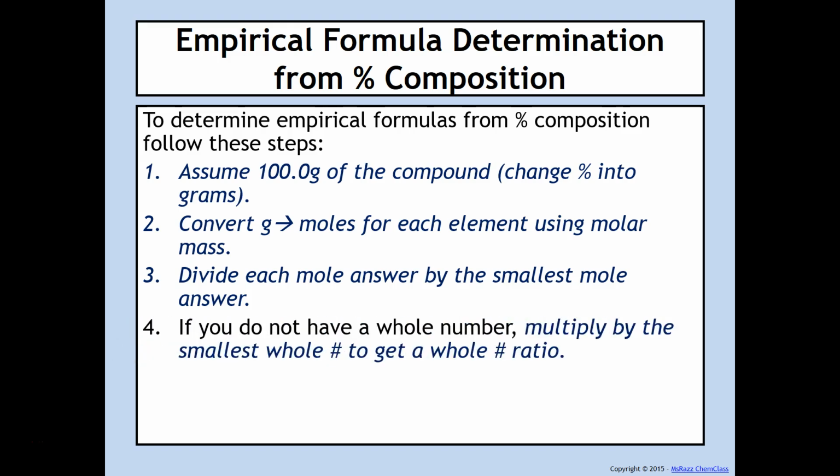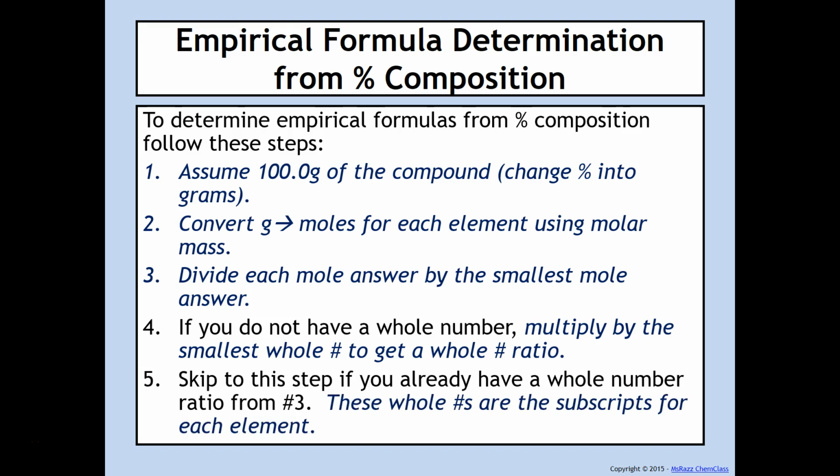And step four is, if you do not have a whole number, because as you know, these are supposed to be the subscripts, you're going to have to multiply by the smallest whole number to get a whole number ratio. This one might not make much sense, but of course I'll have an example, so it'll make it a little bit easier to understand. And then finally, step five: you'll actually have to skip to this step if you already have a whole number from step three. These whole numbers are the subscripts for each element. So let me show you what this looks like.